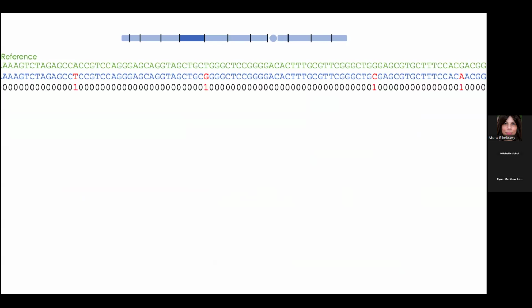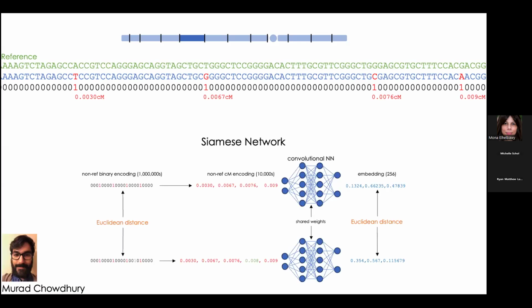So we find all of those differences and create a binary vector. And then, to do another level of compression, because that binary vector is going to be 3 billion bits long, we actually do a positional encoding of the variant locations for every individual. And we use Siamese training to learn an embedding from those initial encodings.